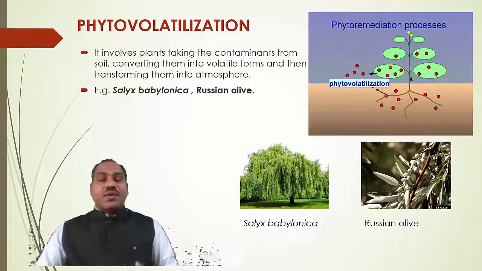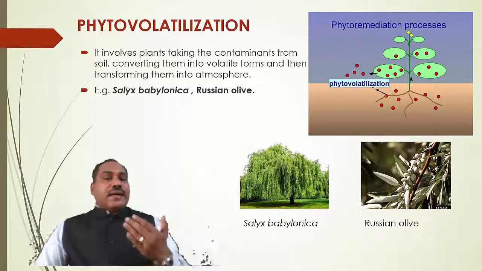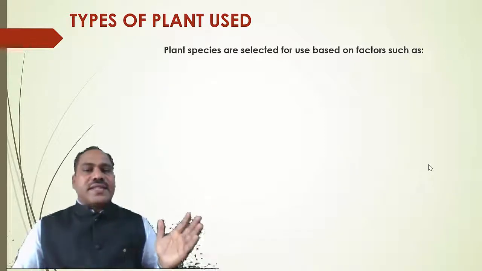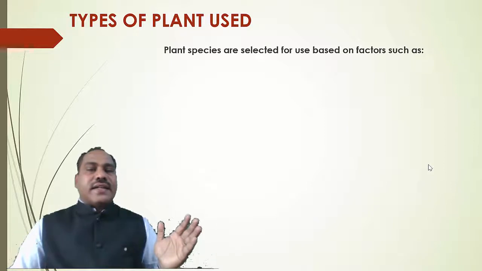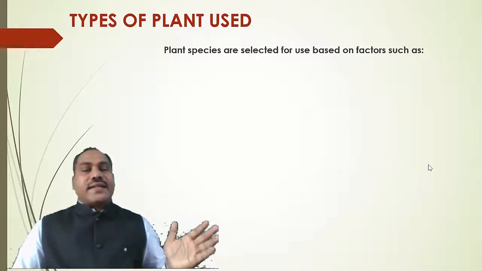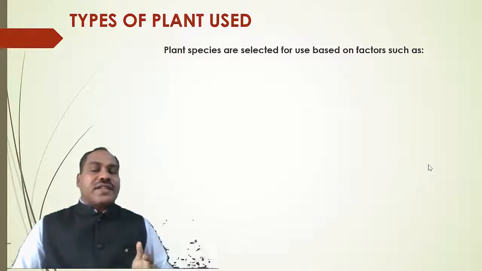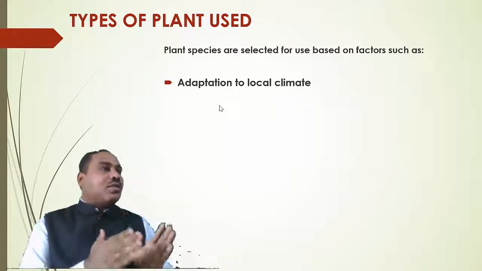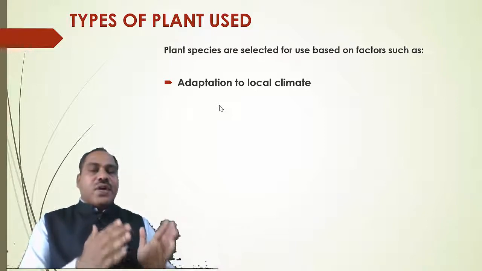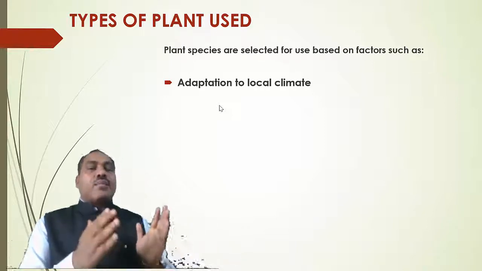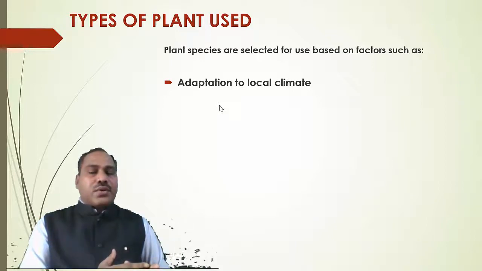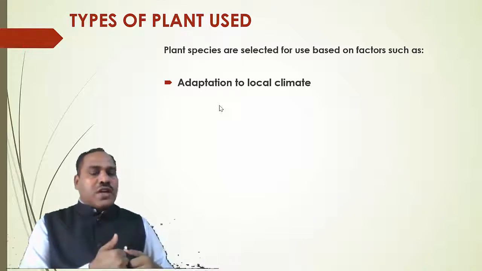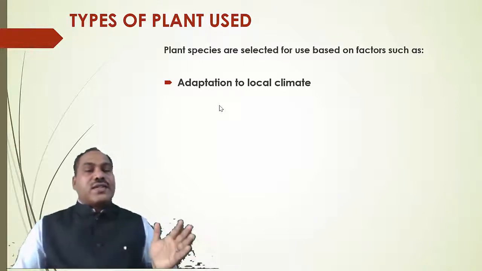These plants can be more effective, and those selected for this process should have the following characteristic features. The first characteristic is adaptation to the local climate. That means the plants selected for this process should be adaptable to the local climate. Local or native plants are more suitable for phytoremediation compared to non-native or exotic plants.